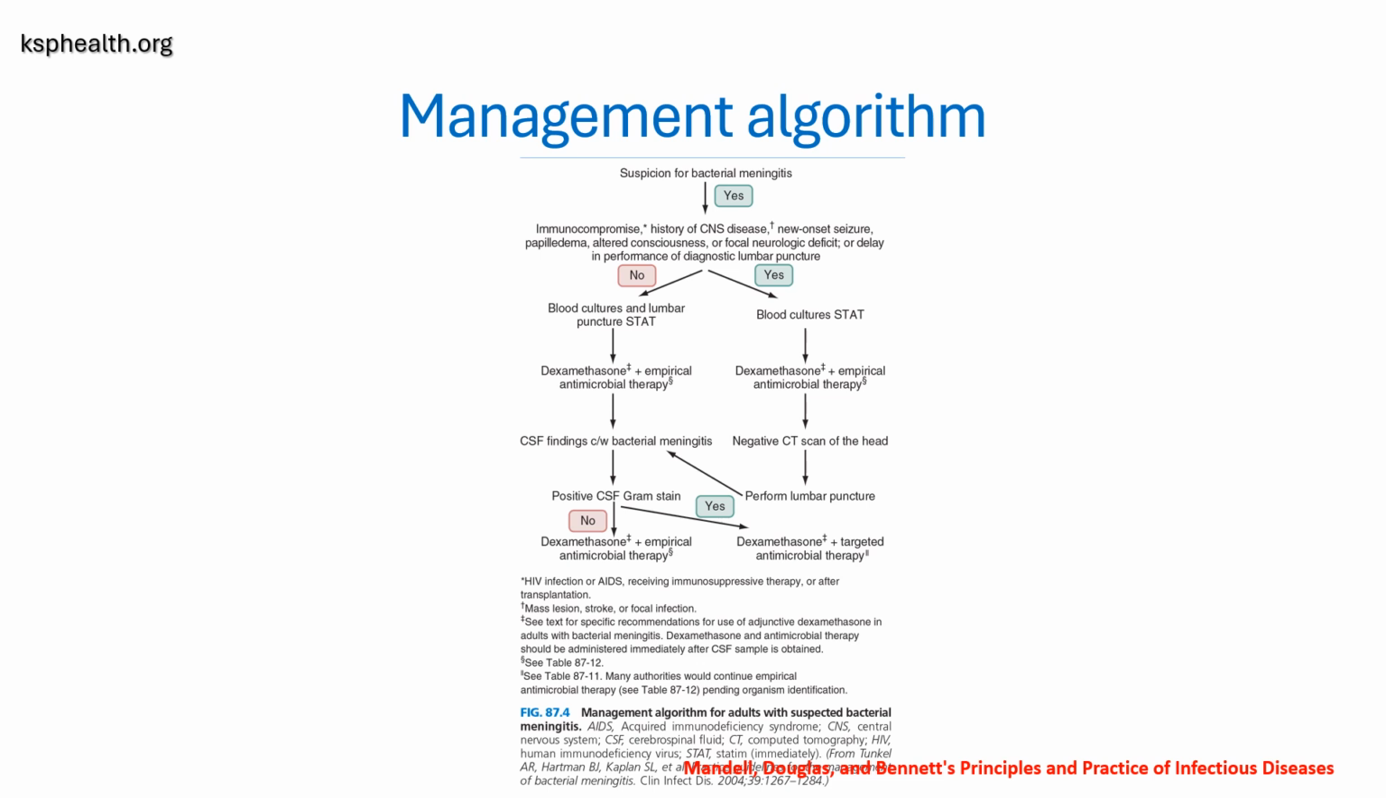If it is present, don't wait for spinal tap or CT scan. Draw a blood culture and start dexamethasone and empiric antibiotic therapy. CT scan and lumbar puncture can wait.